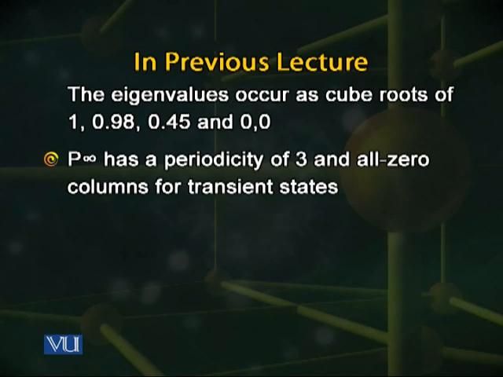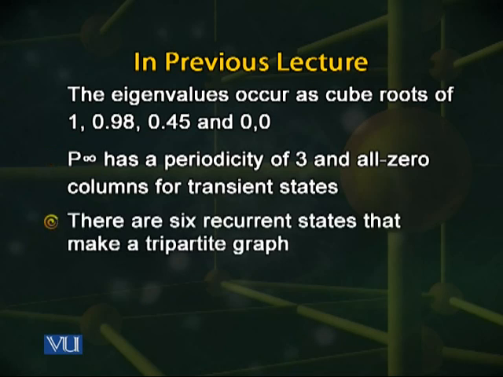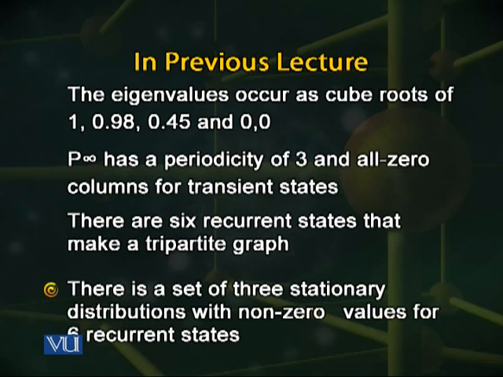If you take P infinity of the whole 11 by 11 matrix, it has a periodicity of 3, and there are 5 columns which are all zeros. These 5 columns represent the transient states. The remaining 6 states are recurrent states, and they make a tripartite graph. Hence, once the Markov chain is in this group of 6 recurrent states, it behaves in a periodic manner with periodicity 3. Similarly, there will be 3 stationary distributions with non-zero values for the 6 recurrent states, but the values for the 5 transient states will always be 0.